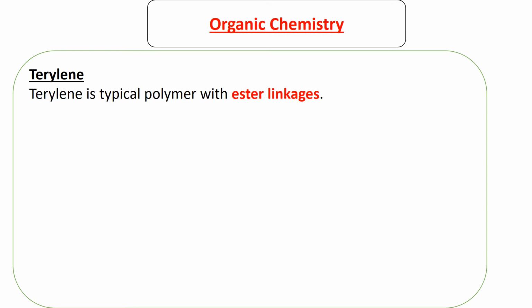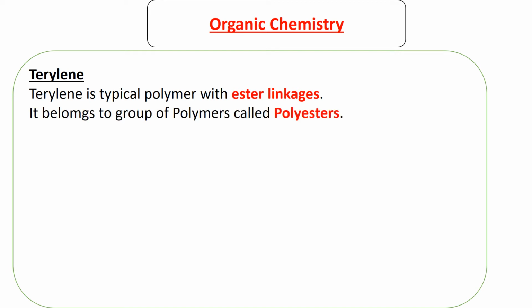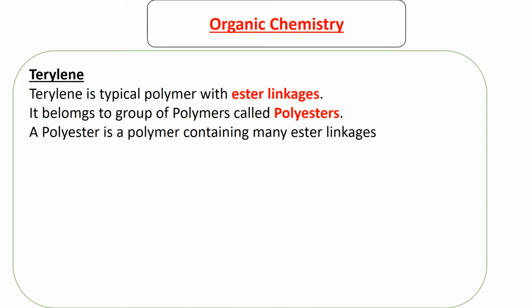So terylene is a typical polymer with ester linkages. In terylene, instead of amide linkages, we have what are called ester linkages. It belongs to a group of polymers called polyesters. So nylon is polyamides, terylene is polyesters. So what is a polyester? A polyester is a polymer containing many ester linkages. So any kind of polymer that has many ester linkages is called a polyester.